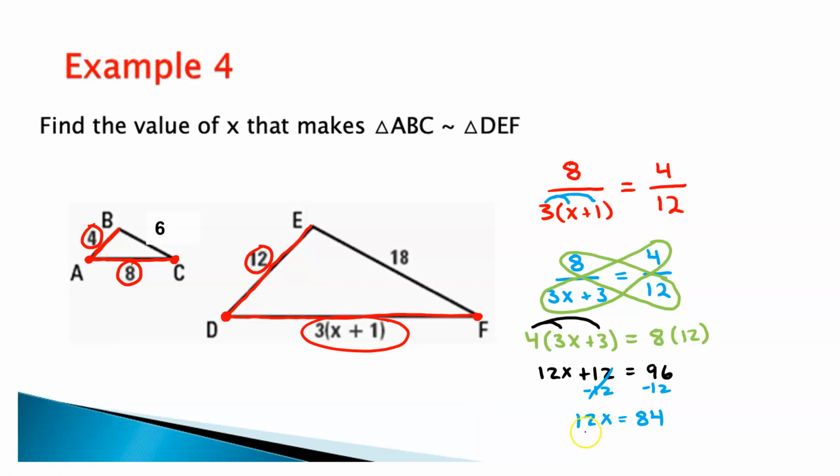And then one last thing that we're going to do here is divide both sides by 12. 12 divided by 12 cancels. I'm going to scoot over here and write my answer. X is equal to 84 divided by 12, which gives us 7. X is equal to 7. If X was equal to 7, that would make these two triangles similar.